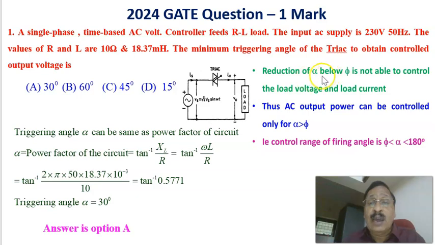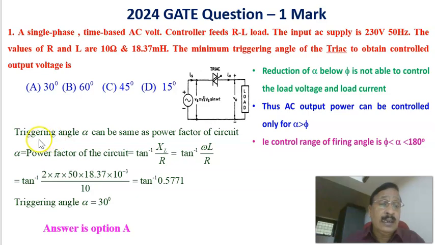If the firing angle alpha is reduced below the power factor angle phi, it is not possible to control the load voltage and the load current. If the firing angle is less than the power factor angle of the load, that cannot be controlled. Thus the AC output can be controlled only when the firing angle is more than the power factor angle. Therefore, the minimum firing angle is the power factor angle, and you have to calculate the power factor angle.